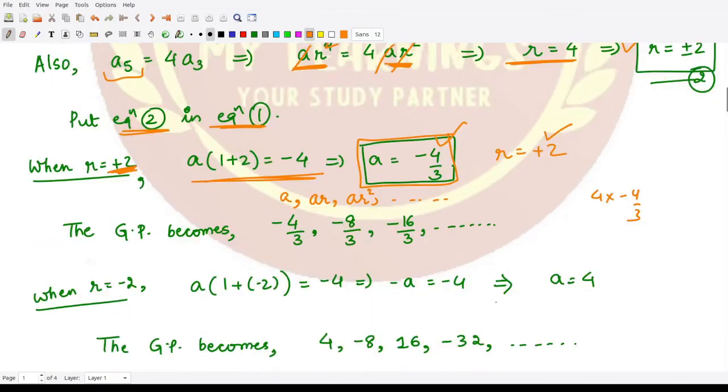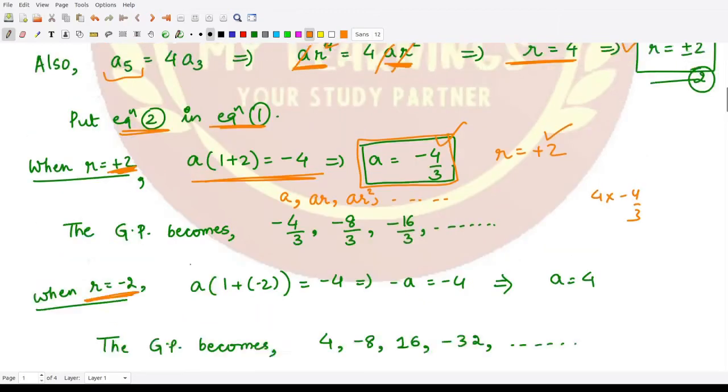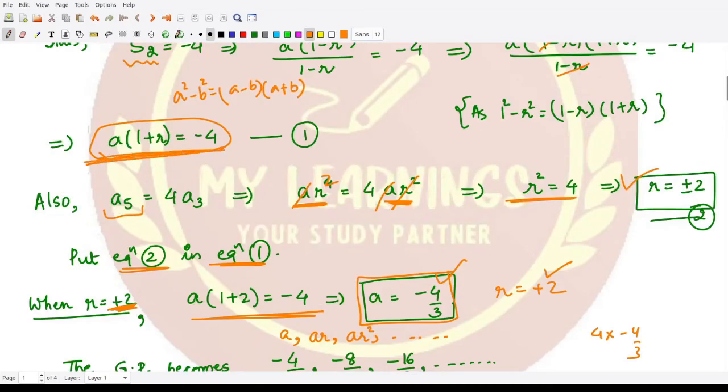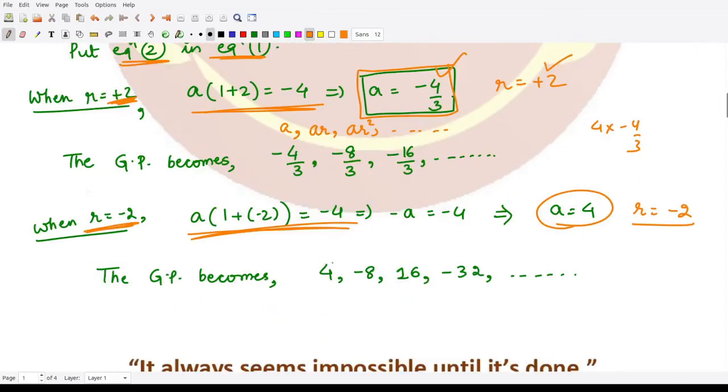What about when r is minus 2? When r is minus 2, we can obtain the terms again by substituting the value of r in equation number 1. So we have a into 1 minus 2 is equal to minus 4, correct? Solving this, we have the value of a as 4. When a is 4 and r is minus 2, what do we have as the GP? The first term is a, the second term is a r, the third term is a r square, the fourth term is a r cube, and so on. So the first term is the value of a, which is 4.